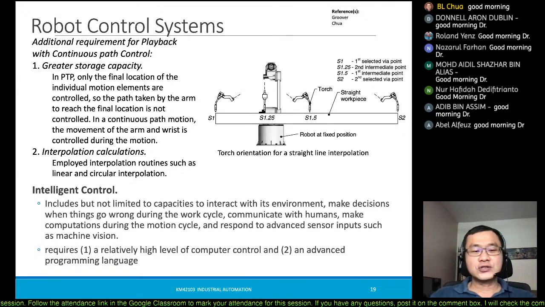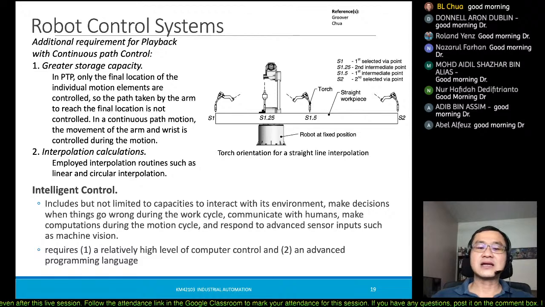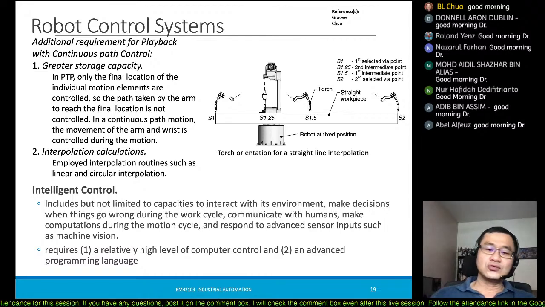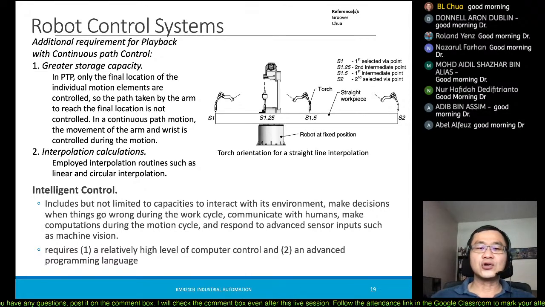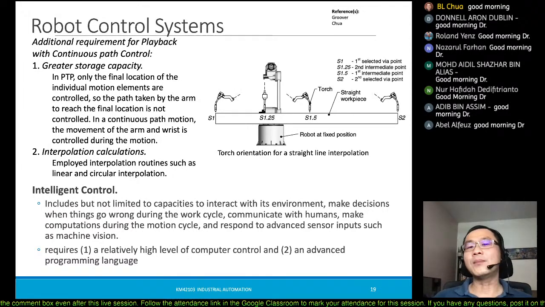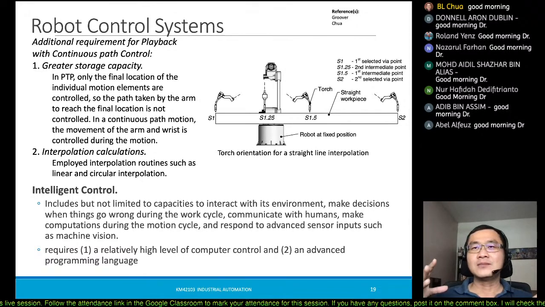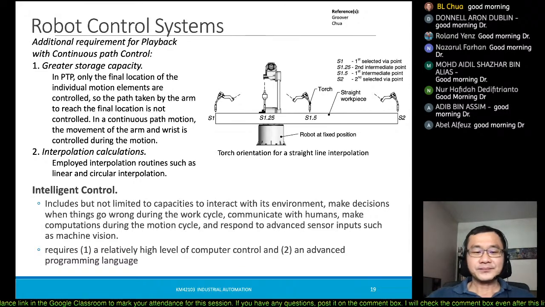Again, if we intend to use the intelligent control, it requires a very high level of computer control. I believe nowadays this will not be a limitation, as we can see that our mobile phones have processing power as good as the PC nowadays, right? So nowadays, this kind of intelligent control is just about our ability as programmers to actually incorporate our ideas into it, besides the cost, the money, right?